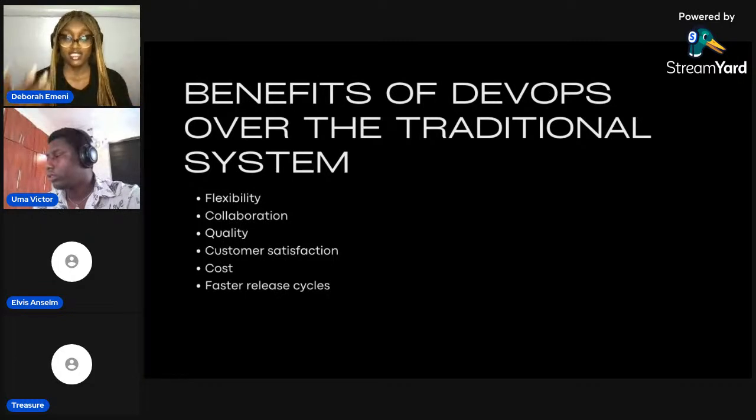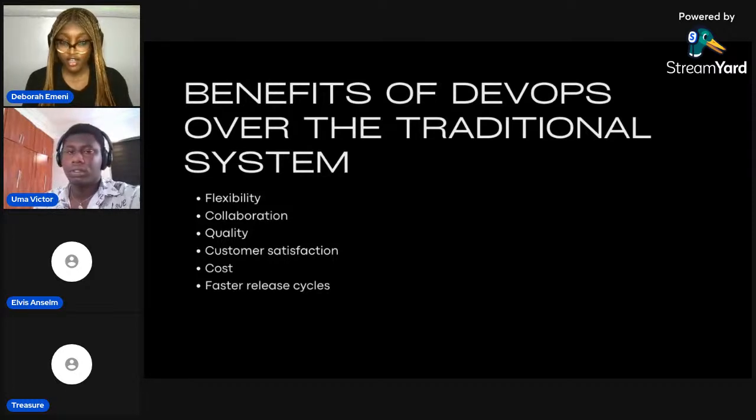There's also customer satisfaction. Like I said, using the traditional software development lifecycle would mean there's no customer satisfaction. But with DevOps, the customers are highly involved in the software development lifecycle process. Based on the explanation I gave earlier, you would know that this would obviously mean higher customer satisfaction, right? Because the software delivered will meet the customer's needs.